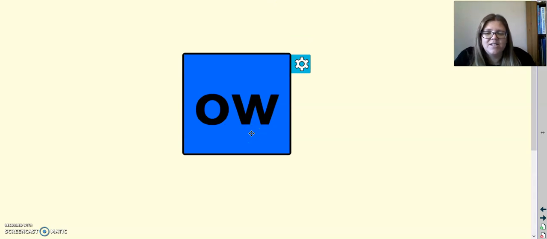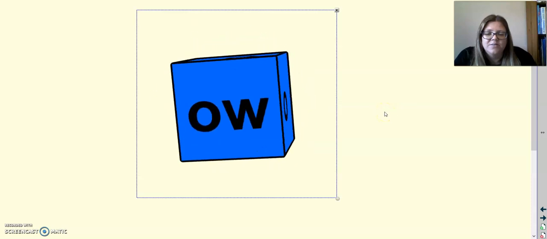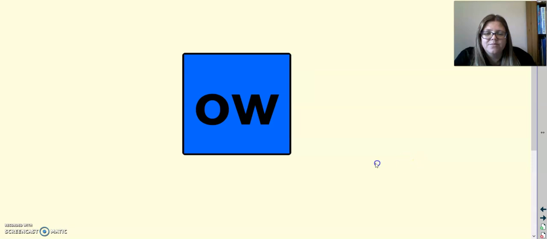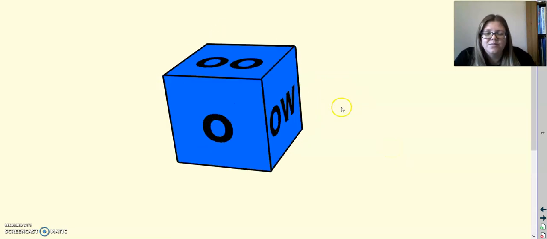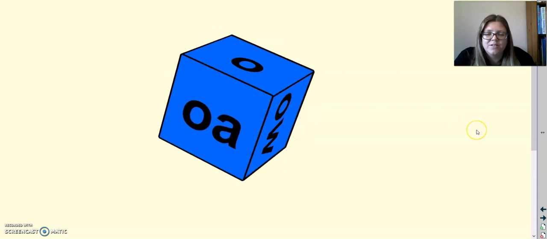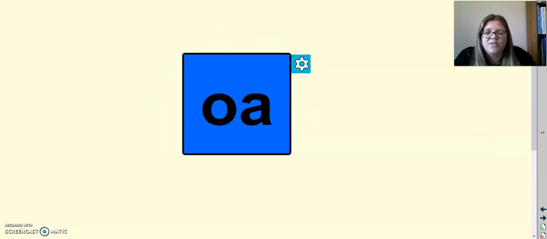We're going to have a go at our dice game today. So again, when you see the digraph that we've been learning today, so ow, then we're going to say ow. If we don't see it, ready? Ow. Ow. Ow. One more. Well done if you only said the ow digraph when you spotted it.